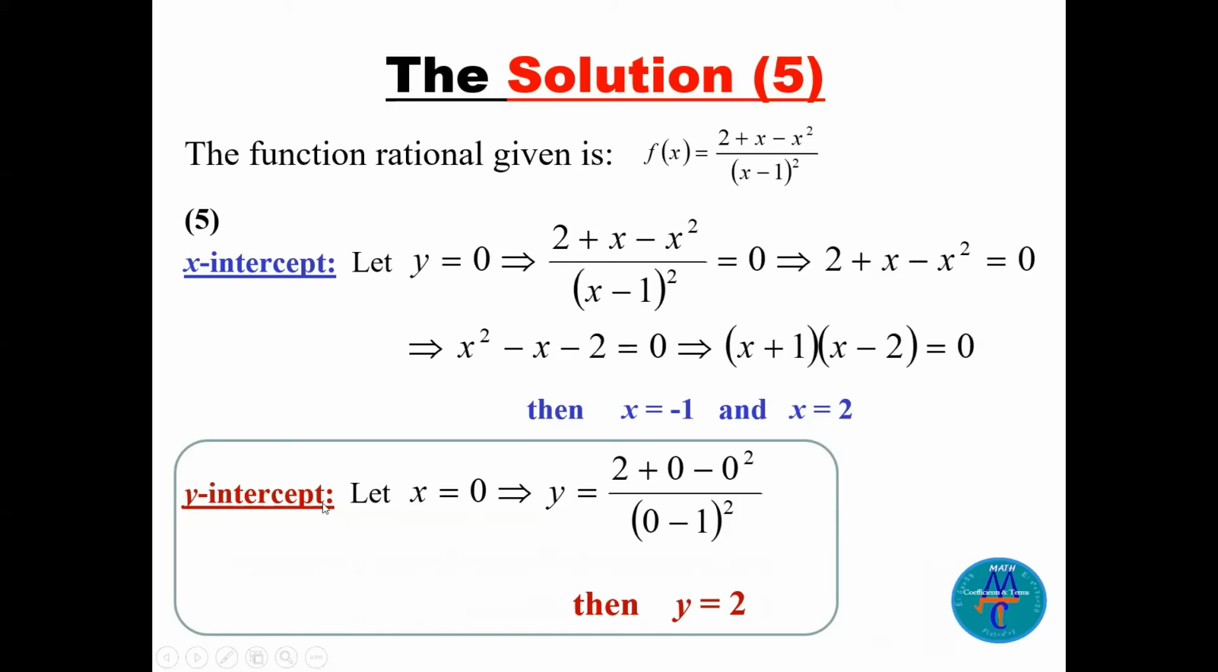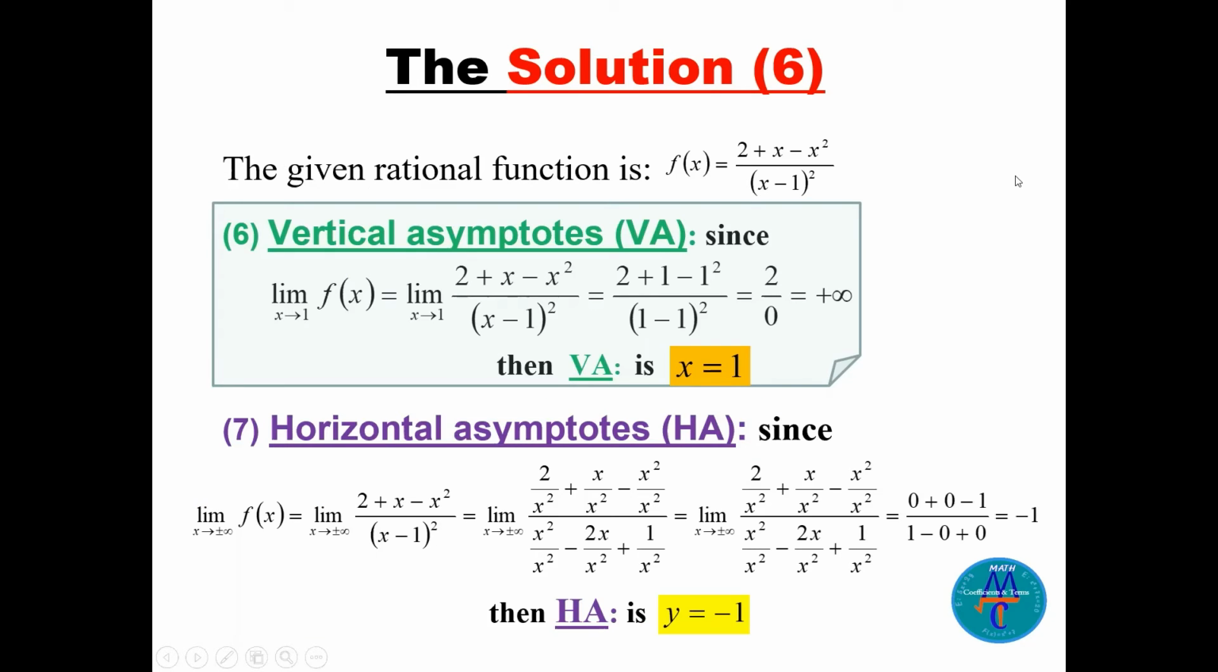Let's find the y-intercept. Let x equal 0, so y will be 2. Now in this slide, we will find the vertical asymptotes and the horizontal asymptotes, if there are any. For the vertical, we find the limit of the function as x goes to 1, because it will make the denominator 0. When we replace x by 1, we get 2 over 0, which is infinity. That means the vertical asymptote is the line x equals 1.